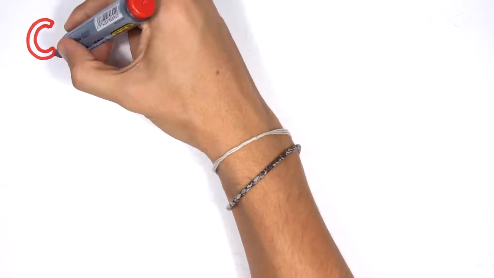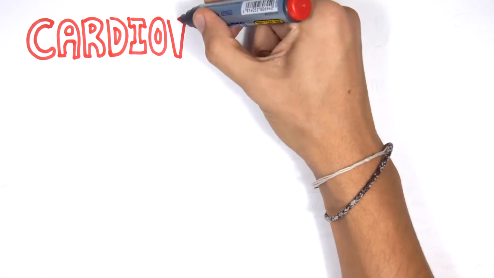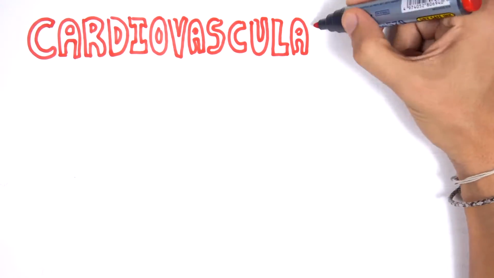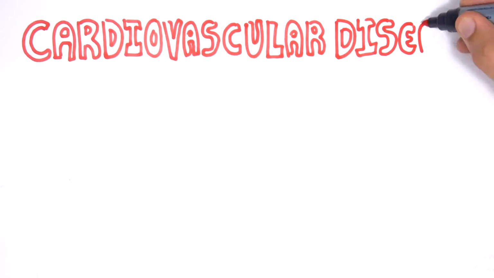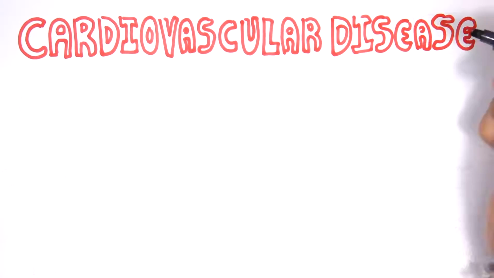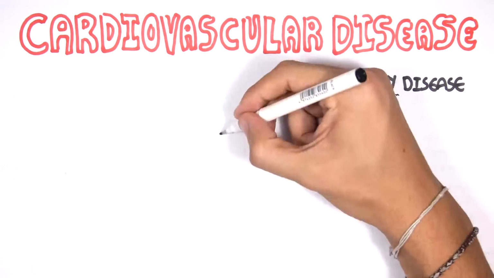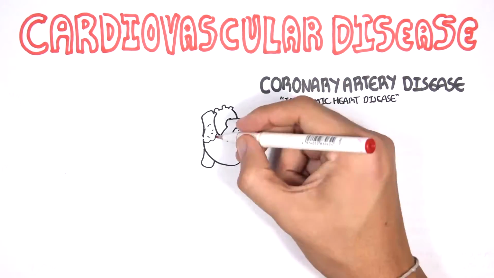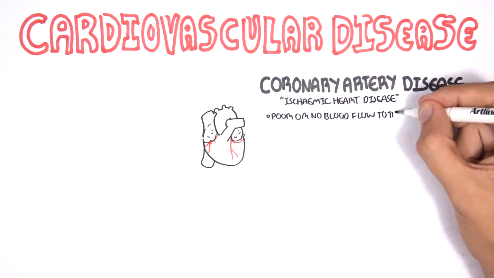In this video, we will look at cardiovascular diseases and we'll break them down into categories. So the first and the most common is coronary artery disease, also known as ischemic heart disease. And it is where we have poor blood flow to the heart.